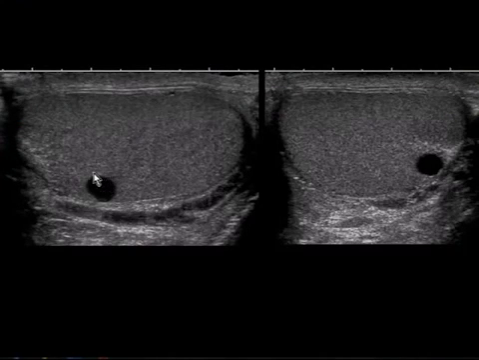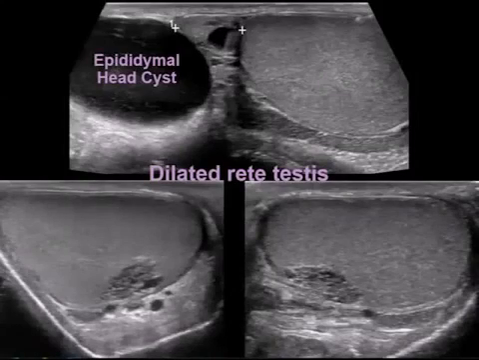So here's a patient with an intratesticular cyst. You can see it's an anechoic lesion with thin walls on longitudinal view, and here we see it on transverse view. Notice that it's right next to the mediastinum testis, which is the area of slightly increased echogenicity at the edge of the testicle, the site where the vessels and tubules enter and leave. This is the most common location for intratesticular cysts.